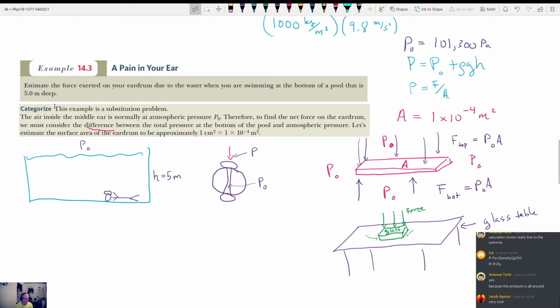Getting back to this problem. Why don't you all try to solve this problem? Understanding that it's all about the difference in pressure, see if you can figure out the answer. Estimate the force exerted on your eardrum due to the water when you're swimming at the bottom of a pool that's 5 meters deep, keeping in mind that the air inside the ear is at atmospheric pressure, P naught. The pressure outside the ear is going to be P. We can use that equation, variation of pressure with depth, because we have a height, and we have a density because it's water. We have gravity, and we have P naught, so we can find P, right? So see if you can figure out the net force on the eardrum.